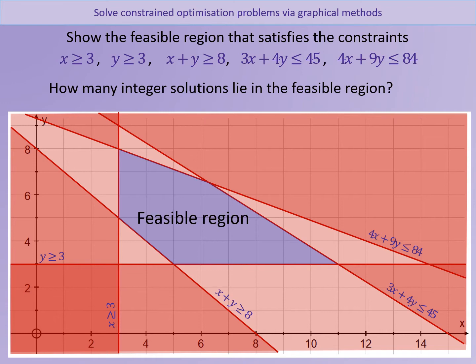We now want to consider how many integer solutions lie within the feasible region, because sometimes it makes sense for x and y to take integer values only. So each point within the feasible region represents a potential solution, and each of those points represents where x and y are both integers. In this case, it makes sense because the number of toes does need to be a positive integer.